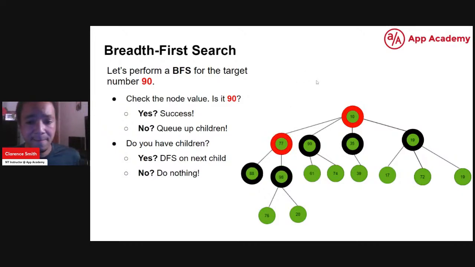77 gets checked. 77 is not the right number. And let's play this again for effect. Because it's not the right number, we are adding its children to the queue. So anything in a black ring right now is waiting on the queue, waiting to be checked. We're not going to check those children. They're last. The next thing on the queue is actually the number 90, which is awesome. We have now reached the number 90 in essentially fewer steps than it would have taken for the DFS version.